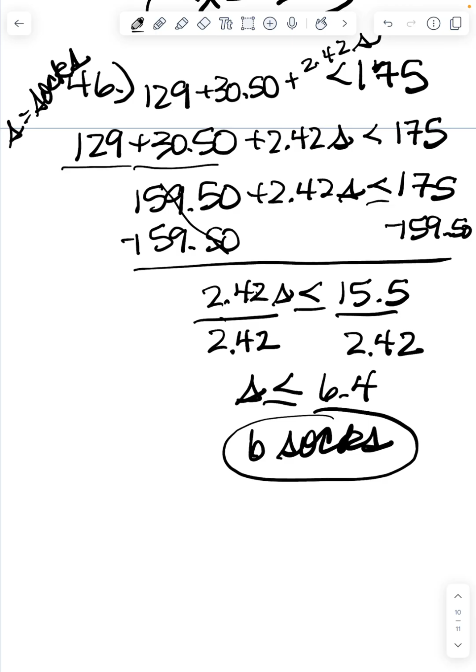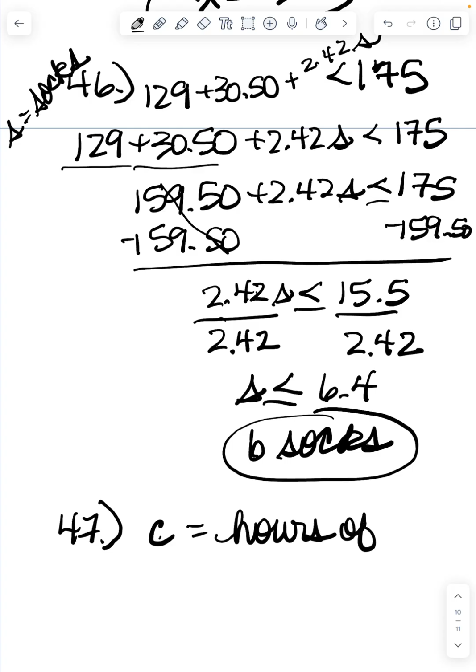Okay, last one, I believe. Two more. 46, 47. Cassie makes $13 per hour babysitting and $7 per hour doing household chores. If she babysits for 15 hours, how many hours of household chores will she need to make a total of $272? Okay, so how many hours of chores? So C is going to be hours of chores.